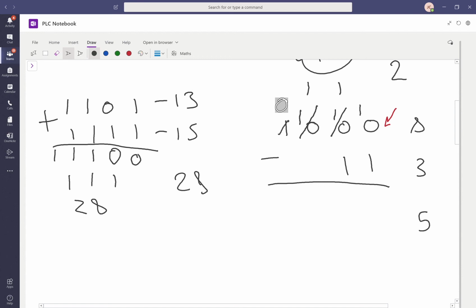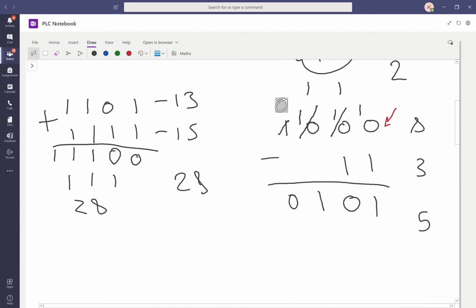2 take away 1 is 1. And we can now do the rest of the sum. 1 take away 1 is 0. We've got nothing here. Okay, so we've got 1 take away 0 is 1. And we've got this 0 here. Okay, that actually checks out. So we've got 8 take away 3, which is 5.